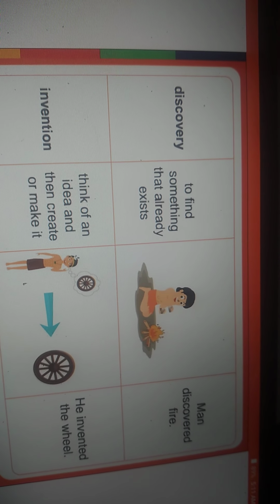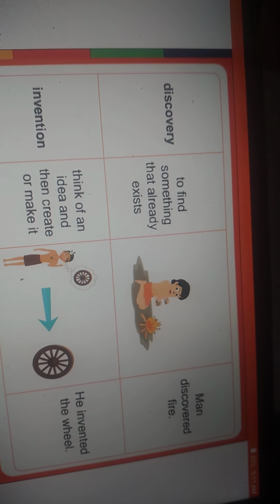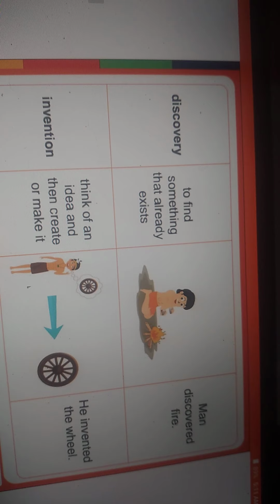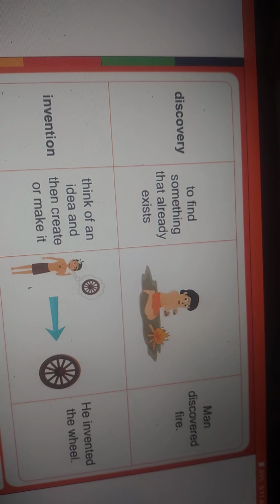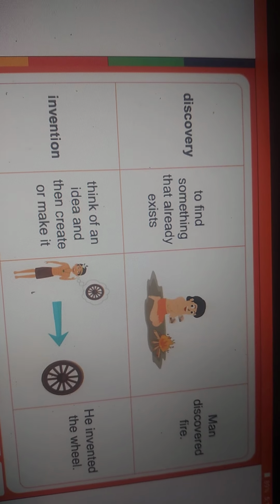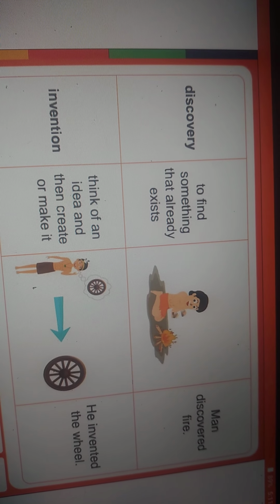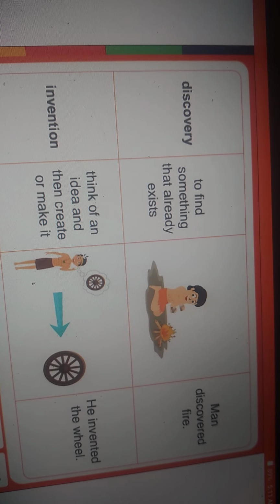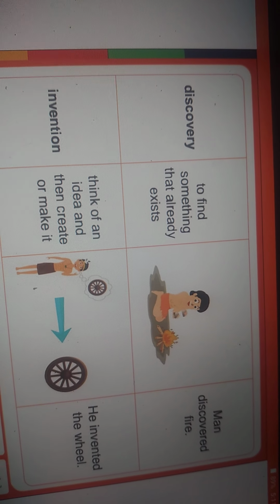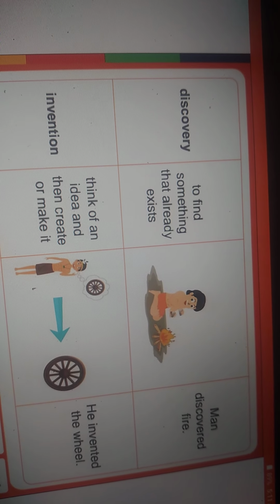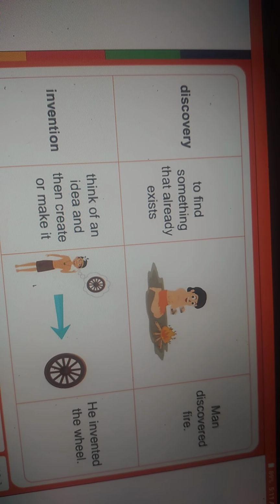So understand, children, at first the boys found out fire from the world, finding a new thing which is already in the world. At second, a man newly invented something. It is not in the world. He himself invented it. So that is the difference between discovery and invention. Discovery means finding a thing already in the world. Invention, finding a new thing to the world, is invention. Can you understand, children? Hope you identify the difference between discovery and invention.